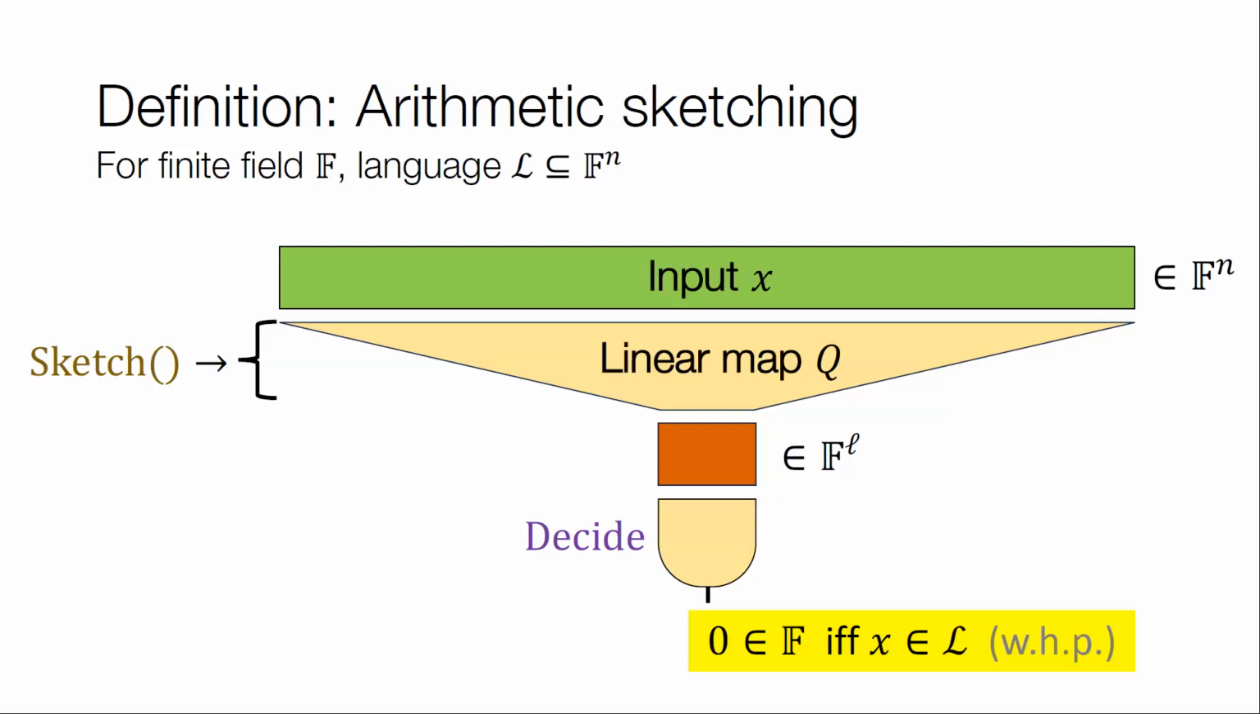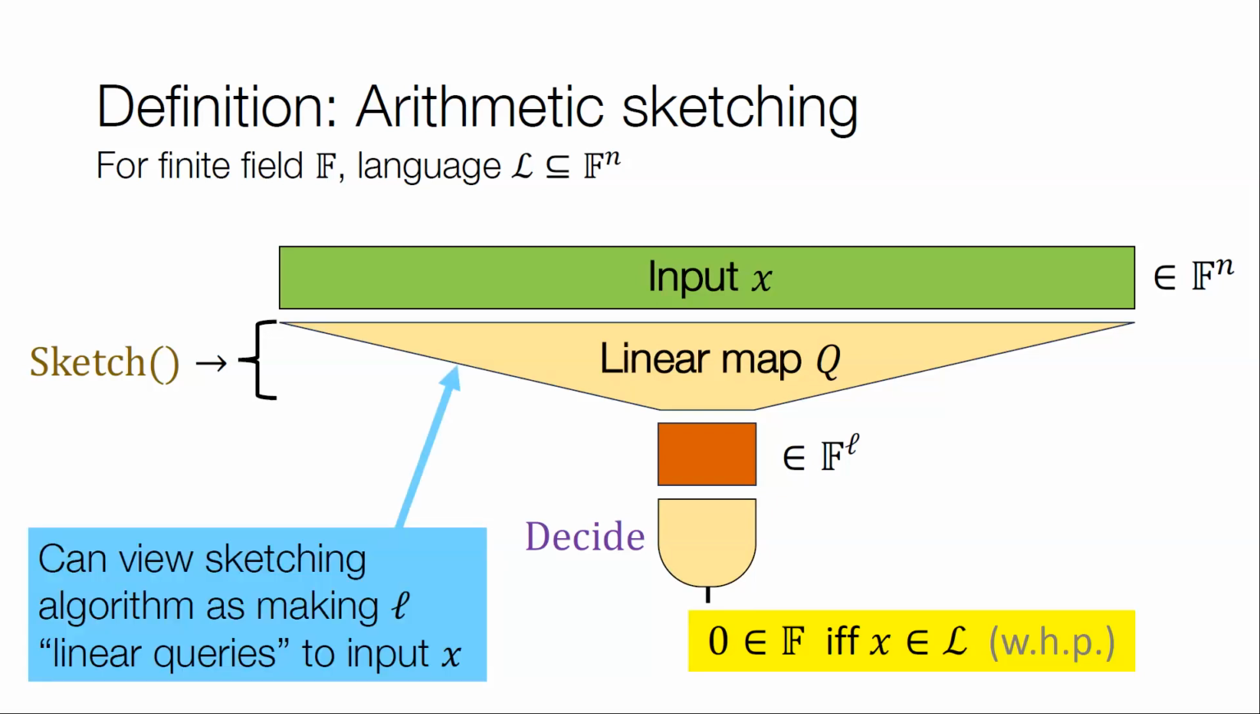You can think of this as a matrix that takes the big input, X, and shrinks it down to a small sketch of the input. You think of this as being much, much, much smaller than the input. Then the second algorithm, this decision algorithm, takes the sketch as input and outputs a single field element, which should be 0 if X is in the language and non-zero otherwise. You can think of the sketch as a compressed representation of the input that keeps information about whether the input's in the language or not. And the key property of this decision algorithm is that it's an arithmetic circuit.